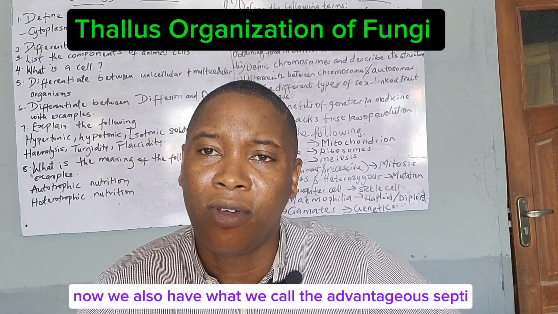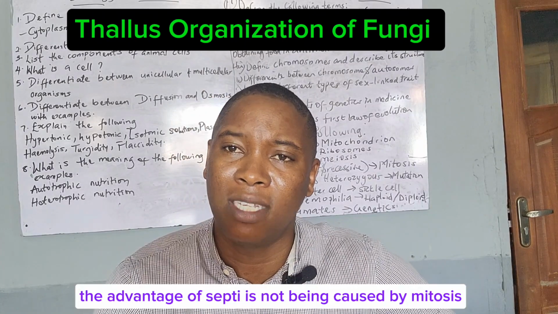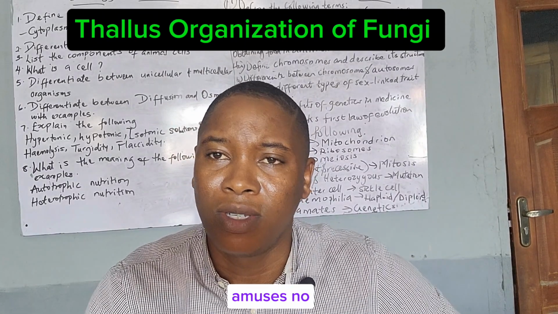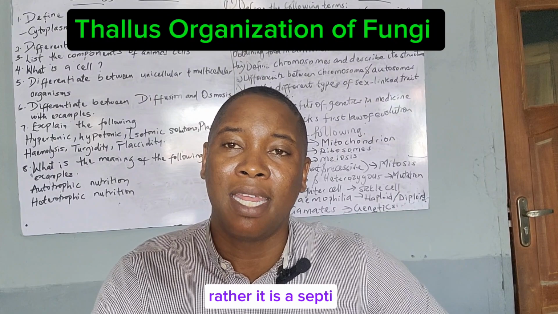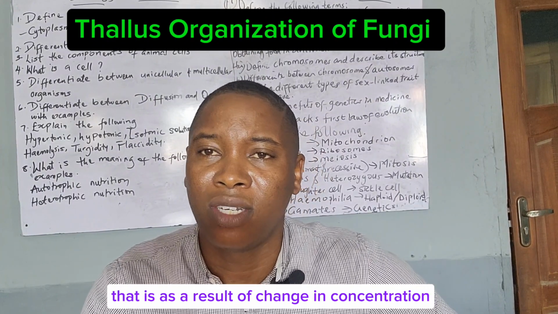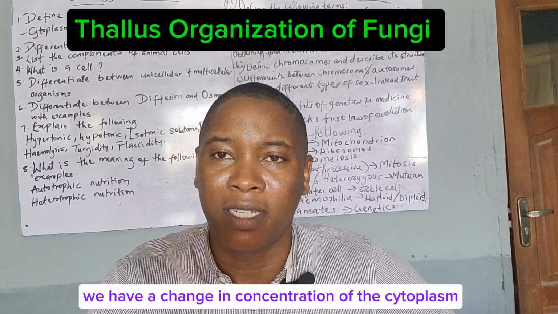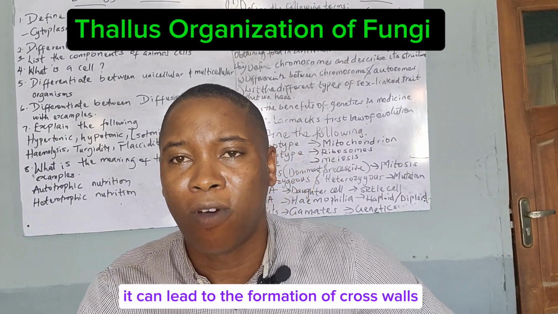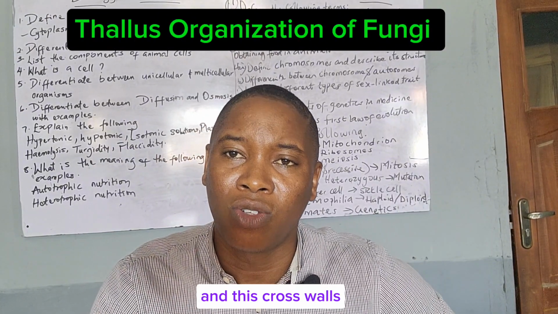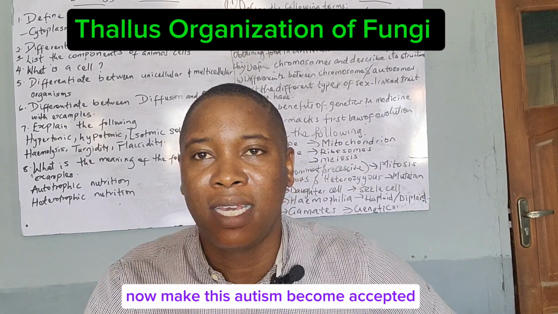Now, we also have what we call the adventitious septae. The adventitious septae are not caused by mitosis or meiosis. No, rather they are the septae that result from a change in concentration of the cytoplasm. When you have a change in concentration of the cytoplasm of the fungus, it can lead to the formation of cross walls, and these cross walls will now make this organism become septate in nature.